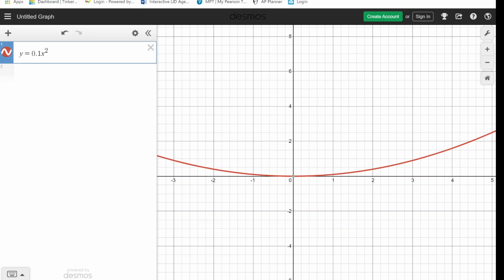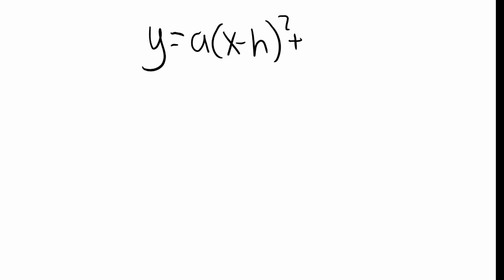Okay, then we moved on to vertex form. To do a quick review, vertex form always looks like this: y equals a times x minus h squared plus k. Now the squared tells us it's a quadratic. So we already know that from the it's a quadratic part.